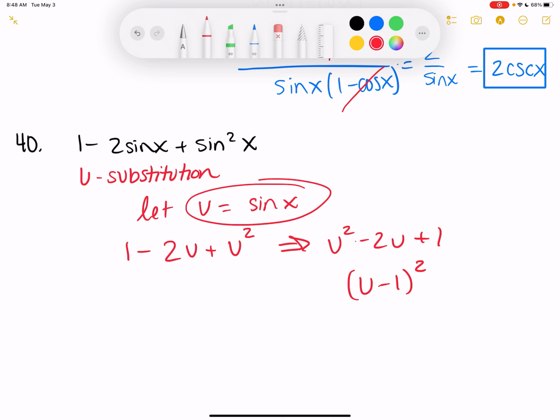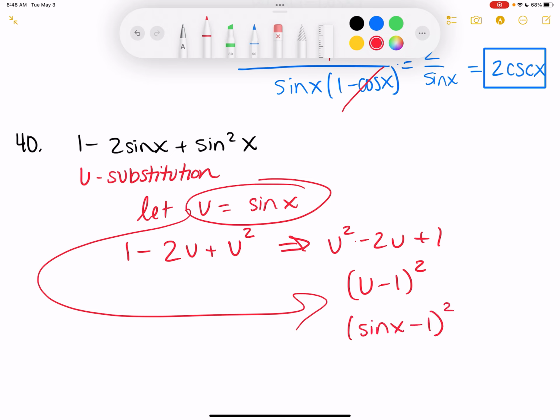Now, I used this substitution, so I need to plug that back in. Anywhere I see u, I'm going to replace it with sine of x. So sine of x minus 1 squared is my answer.